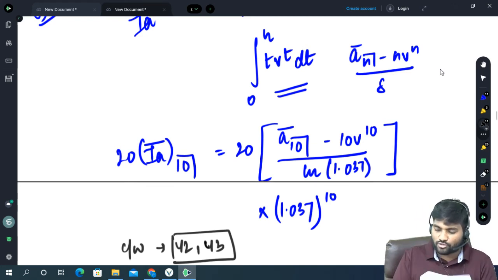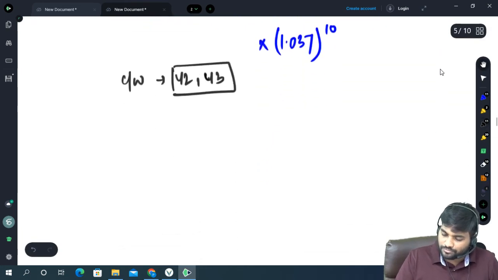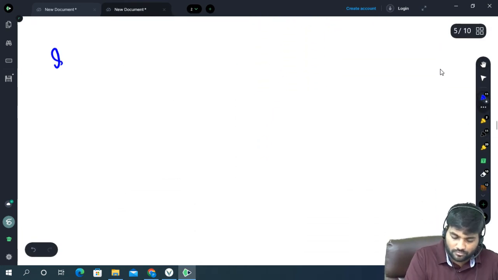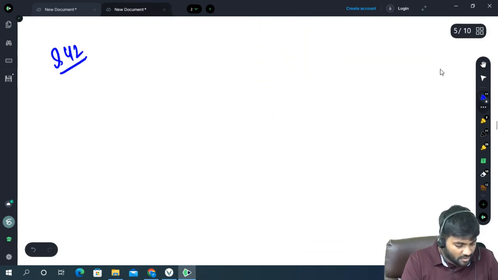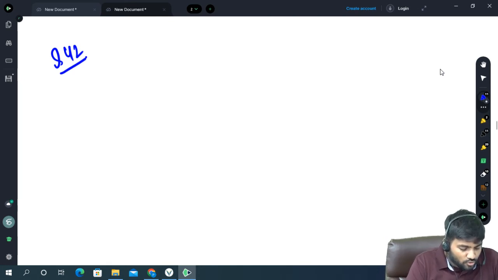Calculate the present value. Question number 42. Calculate the present value on 1st June 2019 of payments of 1000 payable on the first day of each month from July 2019 to December. So July to December is 6 months, inclusive, assuming an interest rate of 8% per annum convertible quarterly.